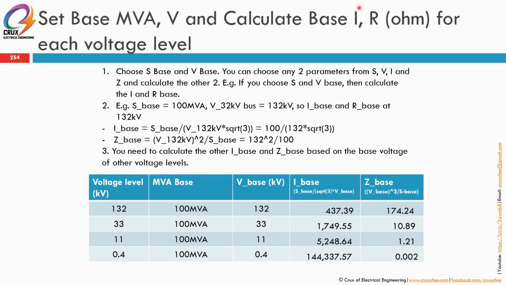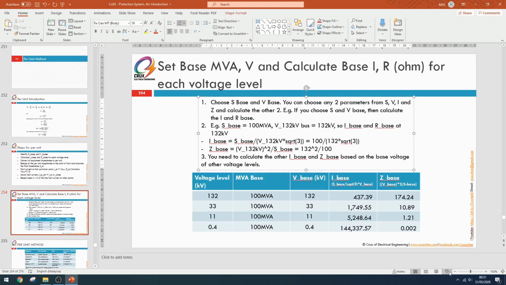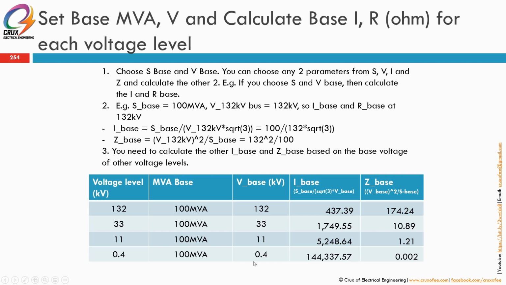Then calculate the I and the Z for each voltage level lah. So choose S base. You can choose any two parameters. For example, in this case, S base we select as 100 MVA and V base at the 132 kV bus is equal to 132 kV. Let's say there's voltage transformation going from 132 kV to 33 kV, 11 kV and 0.4 kV. And we select the voltage base for each voltage level the same as the voltage level lah. For example, if it's 33 kV, we select voltage base as 33. 11 kV, also 11 kV. So we know that MVA base is constant throughout the voltage levels, so 100 MVA. So we already have these two parameters for each voltage level.